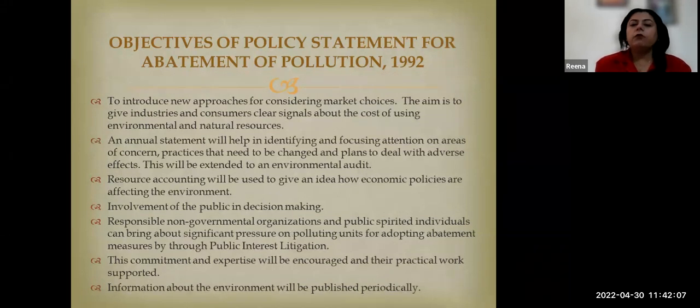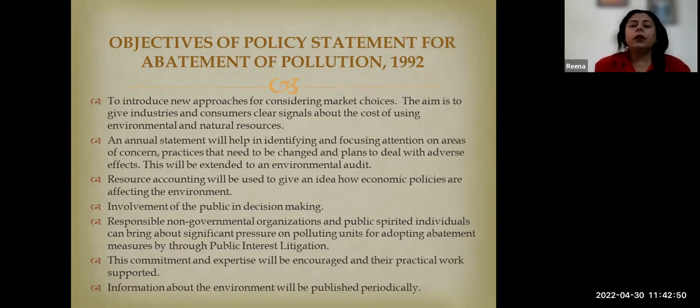Then there has to be involvement of NGOs and public-spirited individuals, because now they have given you a tool of public interest litigation. That tool helped in involving the public in decision making. Then public decision making is also there through public hearing. There was no public hearing option available earlier in environment impact assessment, but now in all major industrial activities which have long-term impacts on any location, they are required to have a public hearing.